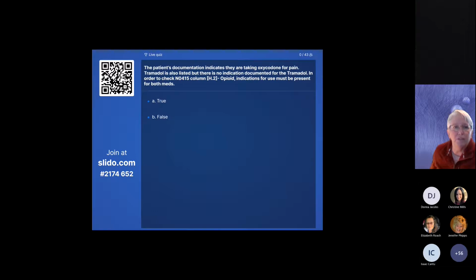Let's try this one, see if the polling's open on this one. Sometimes it might just be that particular question's closed down. The patient's documentation indicates they're taking oxycodone for pain. Tramadol is also listed, but there is no indication documented for the tramadol. In order to check N0415 column 2 opioid, indications for use must be present for both meds. Is that true or false?